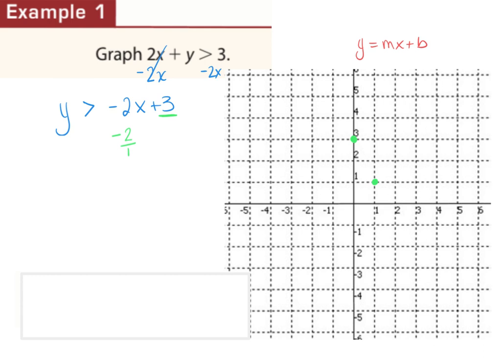So if you have just greater than or just less than, you will do a dashed line. If you have greater than or equal to, less than or equal to, you will do a solid line. All right, and so in this case, we are going to do a dashed line. So it's usually easier to do this with a straight edge and then just dash all the way down.